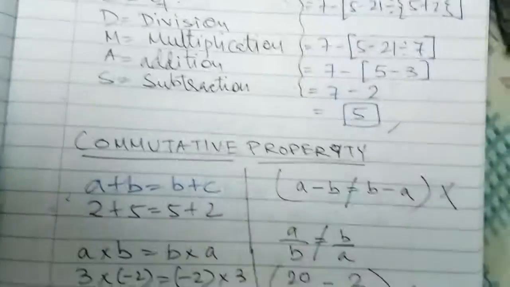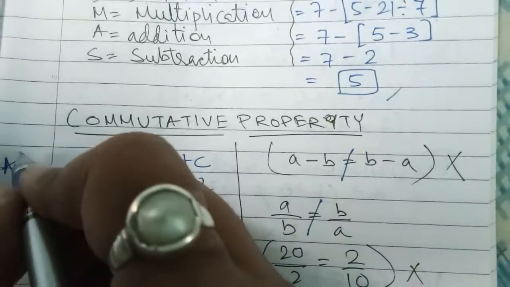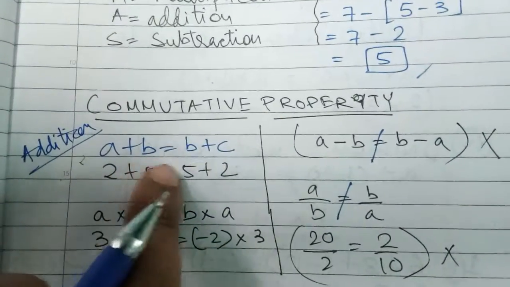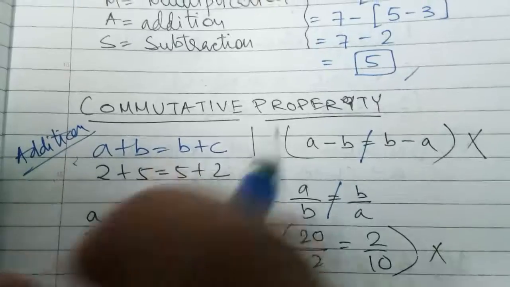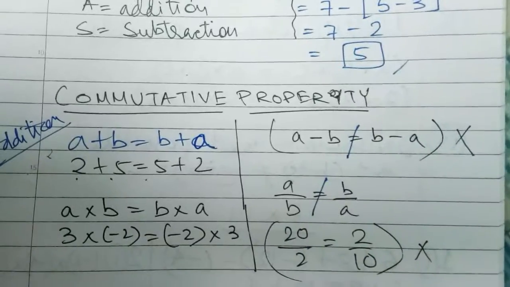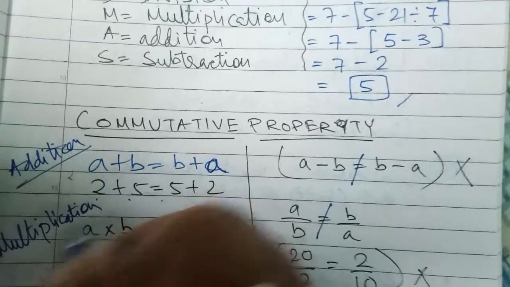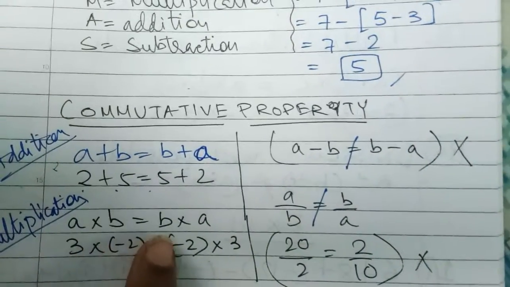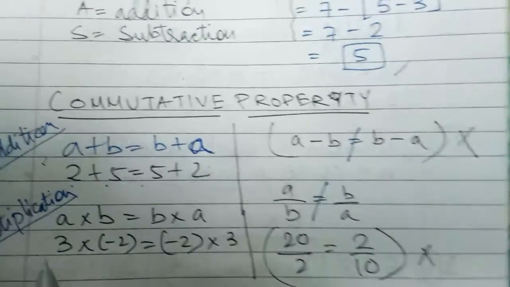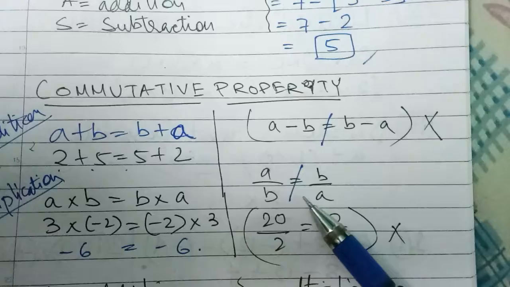Next we come to one property, the commutative property. Commutative property means, see, I have written this for the addition part. In addition, the commutative property is possible: A plus B equals B plus A. Why? See, 2 plus 5 and 5 plus 2, the value will always come the same. For multiplication also the value will be the same: A into B equals B into A. That means 3 into minus 2 and 2 into minus 3, the value will also be minus 6. Here it is minus 6, and here also minus 6. But in the case of subtraction it is not possible, and in the case of division it is not possible.